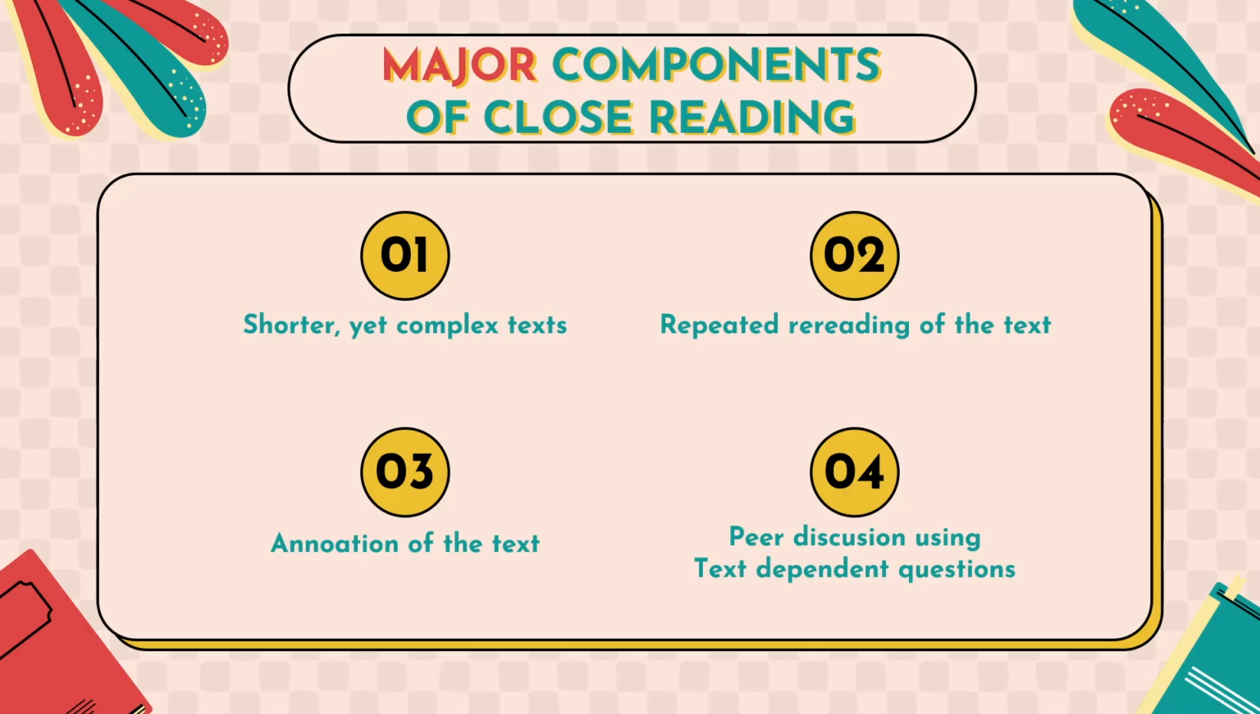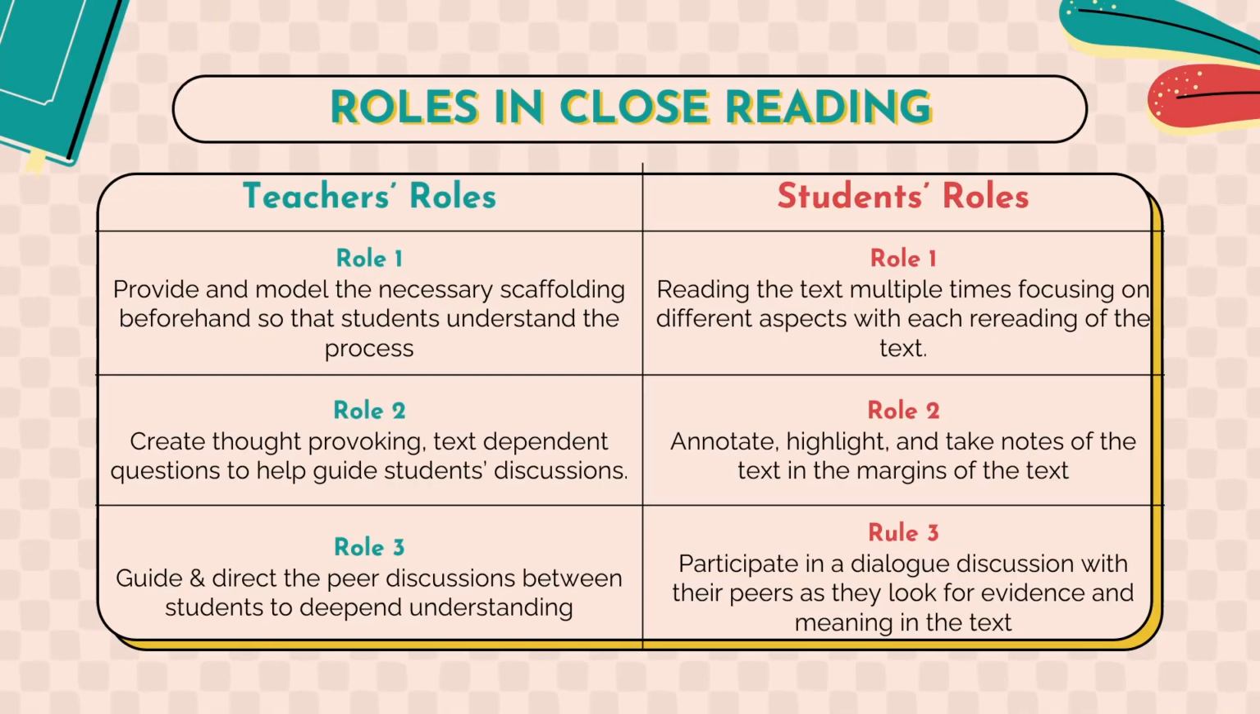So let me just summarize these four major components here. Number one, they should be shorter yet complex text. Number two, there should be repeated reading of the text throughout the activity. Number three, students should be able to annotate and take notes within the text itself. And then number four, there should be peer discussion using text-dependent questions to help spur on dialogue between students.